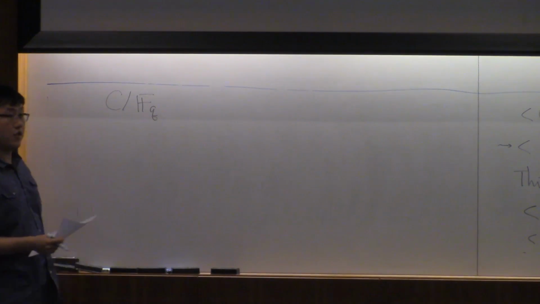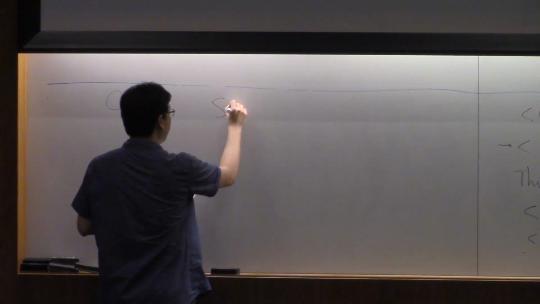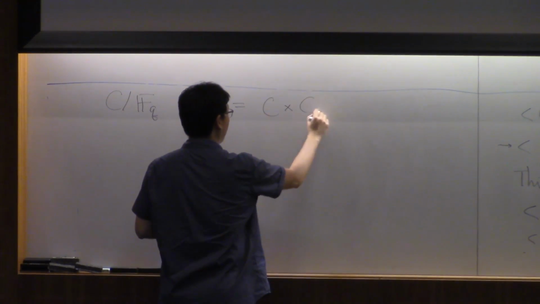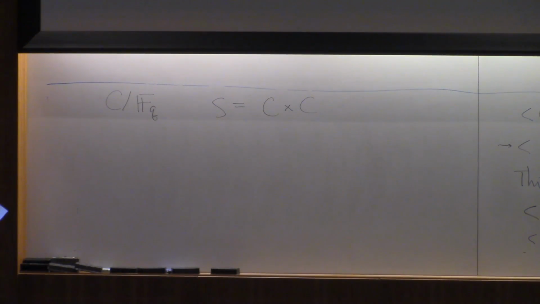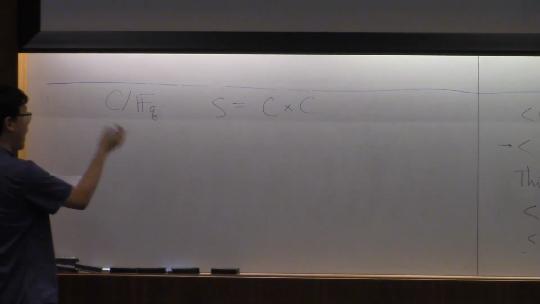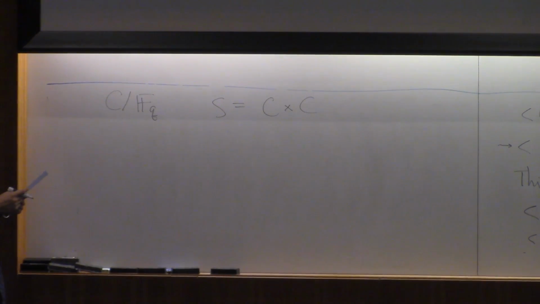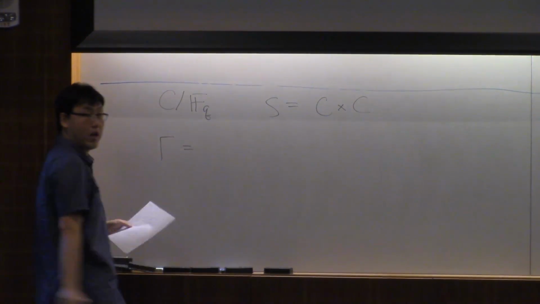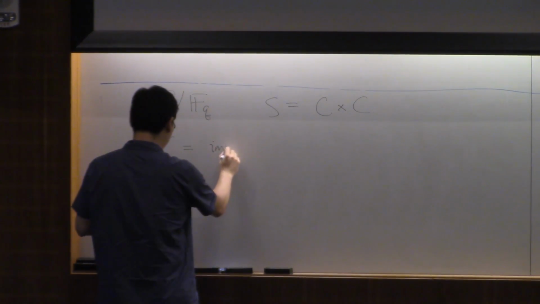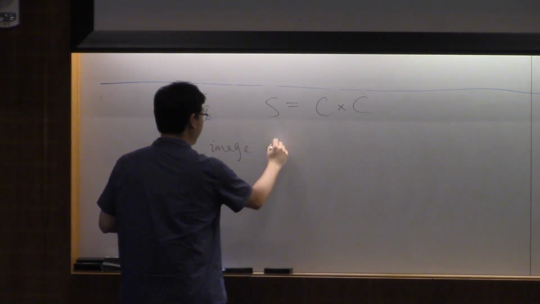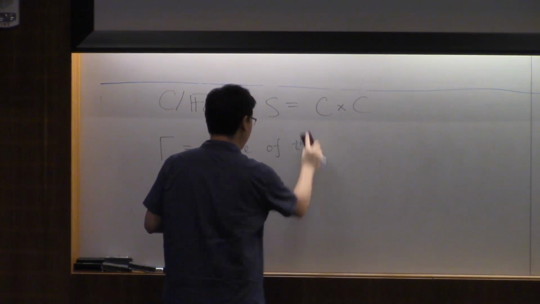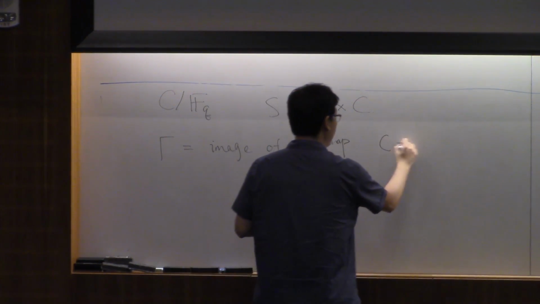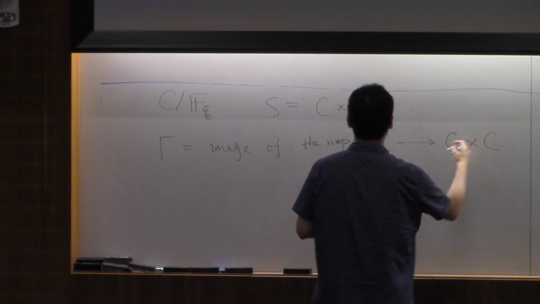Here, assume we have such a projective smooth curve C, and from this curve you can consider a surface. You just make two copies of the curve C, then you get a surface. And inside this surface, I want to consider some curves. The first one, this gamma, is the image of the map C goes to C times C.